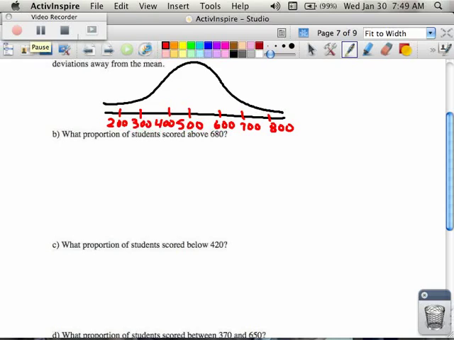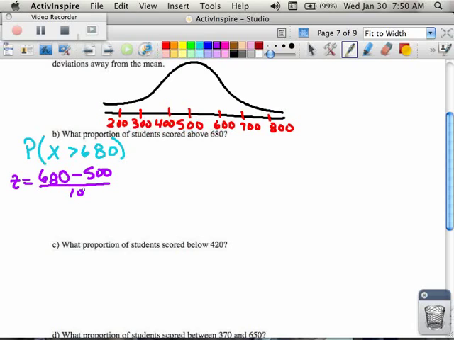Okay, second, it says, what proportion of the students scored above 680? The question is asking for the proportion or probability, which means the same thing as area or percentage, of scores, where X denotes a score or some kind of value, that are more than 680. In order to do that, you need to find your z-score. Your z will be equal to 680 minus the mean, which is 500, divided by your standard deviation, which is 100. Simple math: 180 divided by 100 is 1.8. This is your z-score.